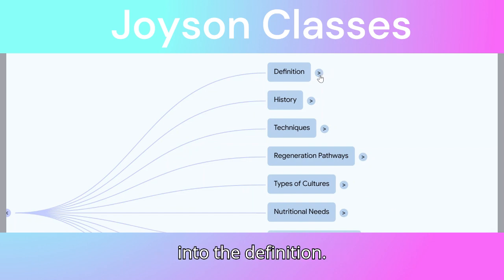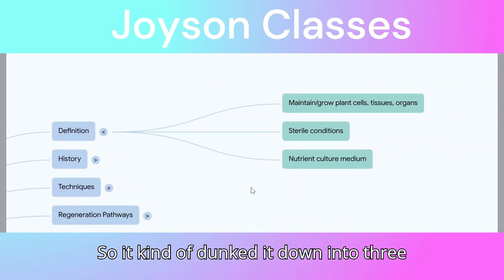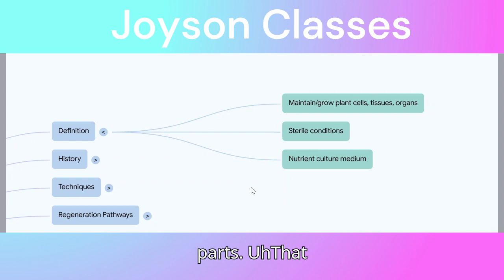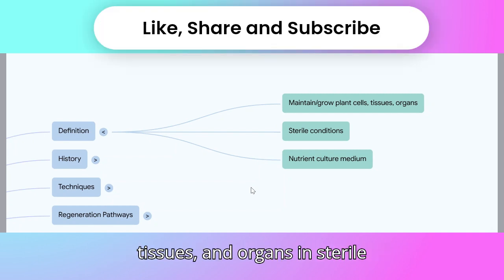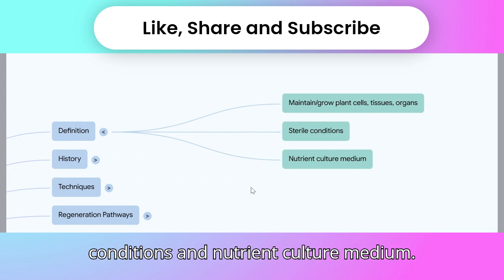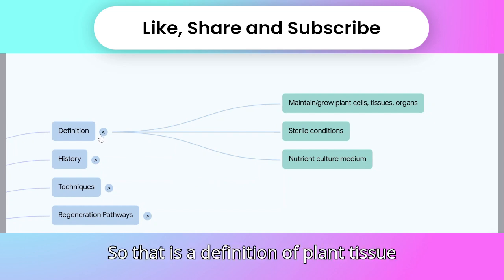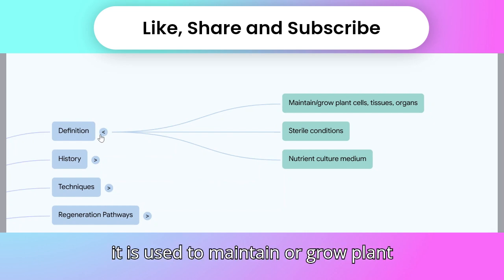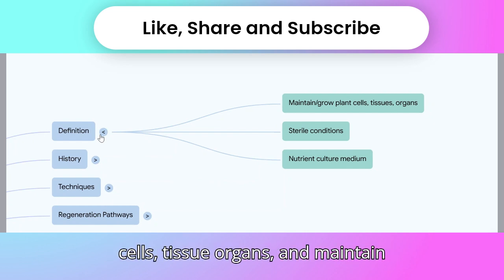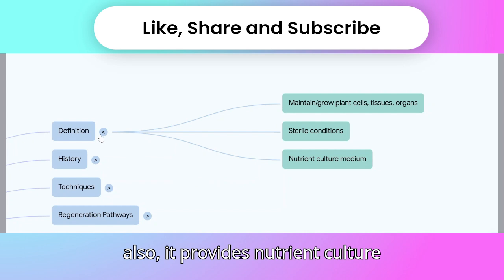So let's look into the definition. We can chunk it down into three parts. Plant tissue culture is to maintain and grow plant cells, tissues and organs in sterile conditions and nutrient culture medium. So that is the definition: it is used to maintain or grow plant cells, tissues, organs, and maintain sterile conditions. And also it provides nutrient culture medium.